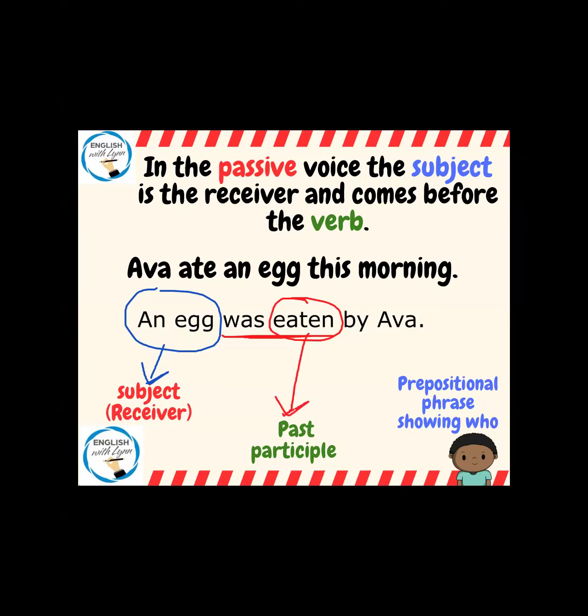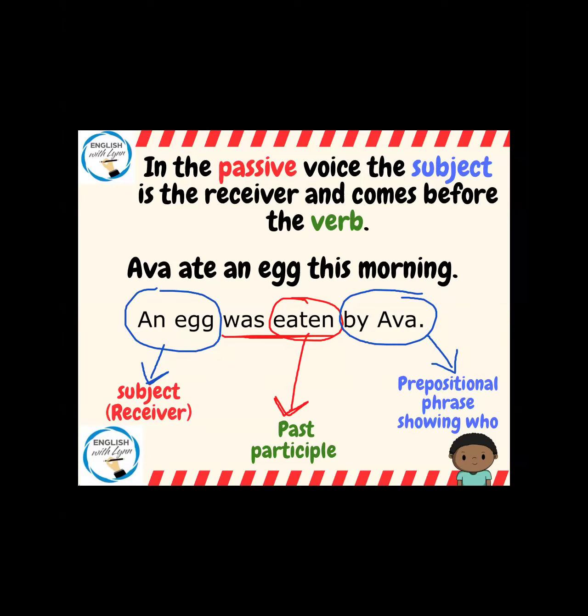And remember, if it is an irregular verb, it won't have the ed on the end. So just be aware of that. And the final part of it, my prepositional phrase that shows who did it. So it was Ava that did the eating, and I put the by before it, so it is a prepositional phrase at the end that shows who ate the egg.